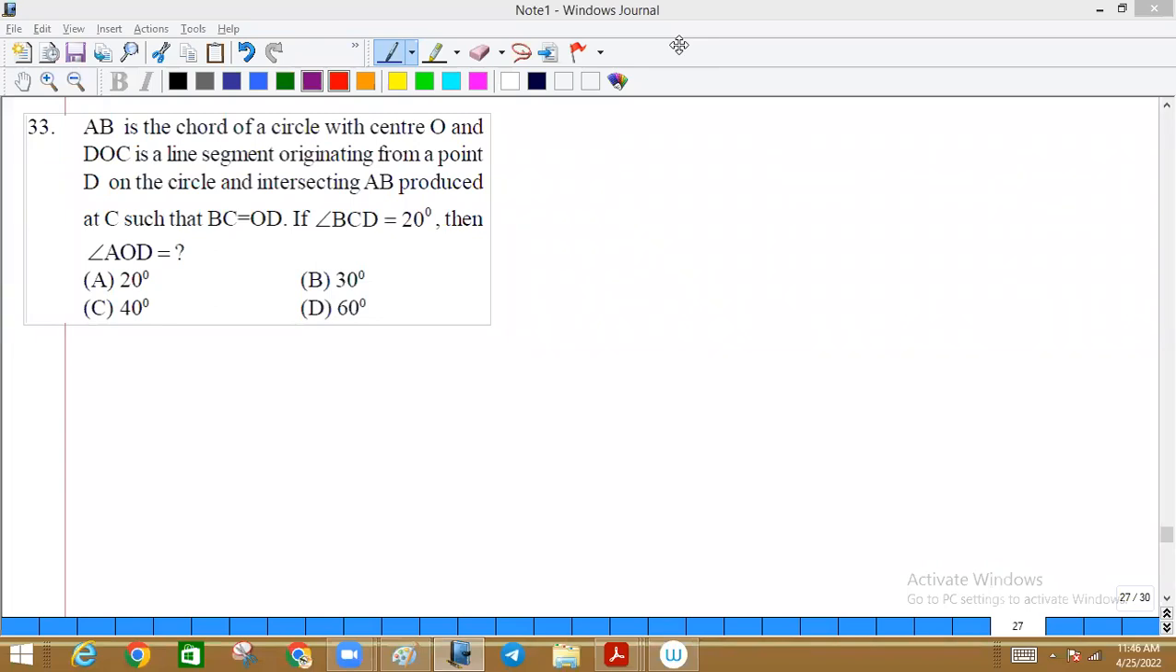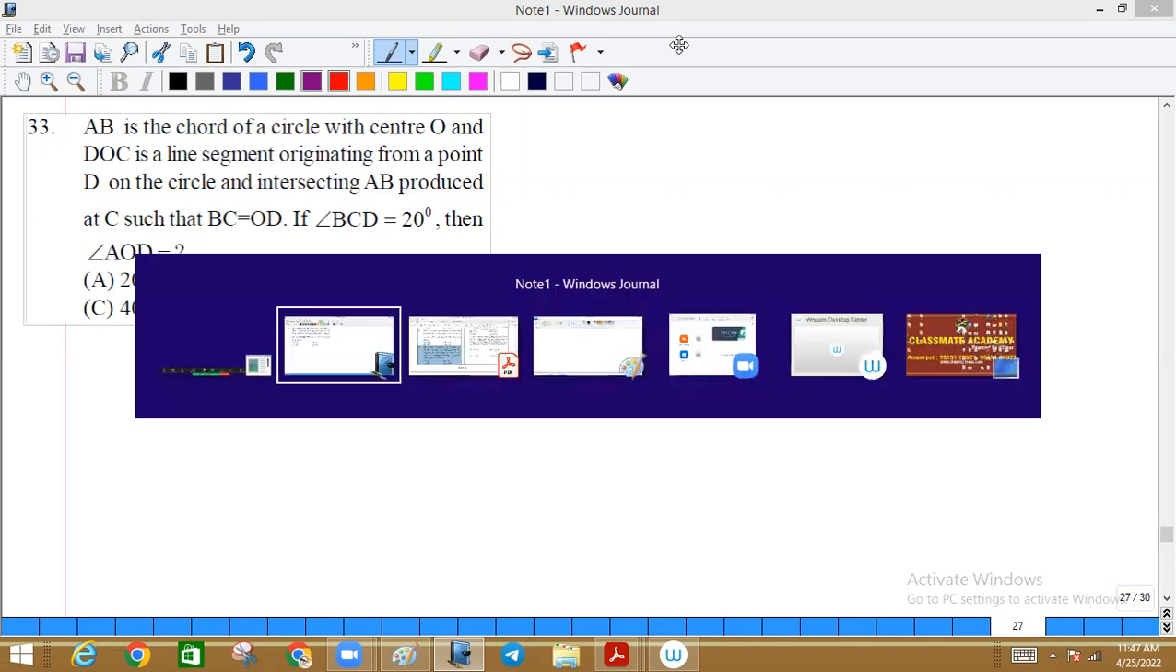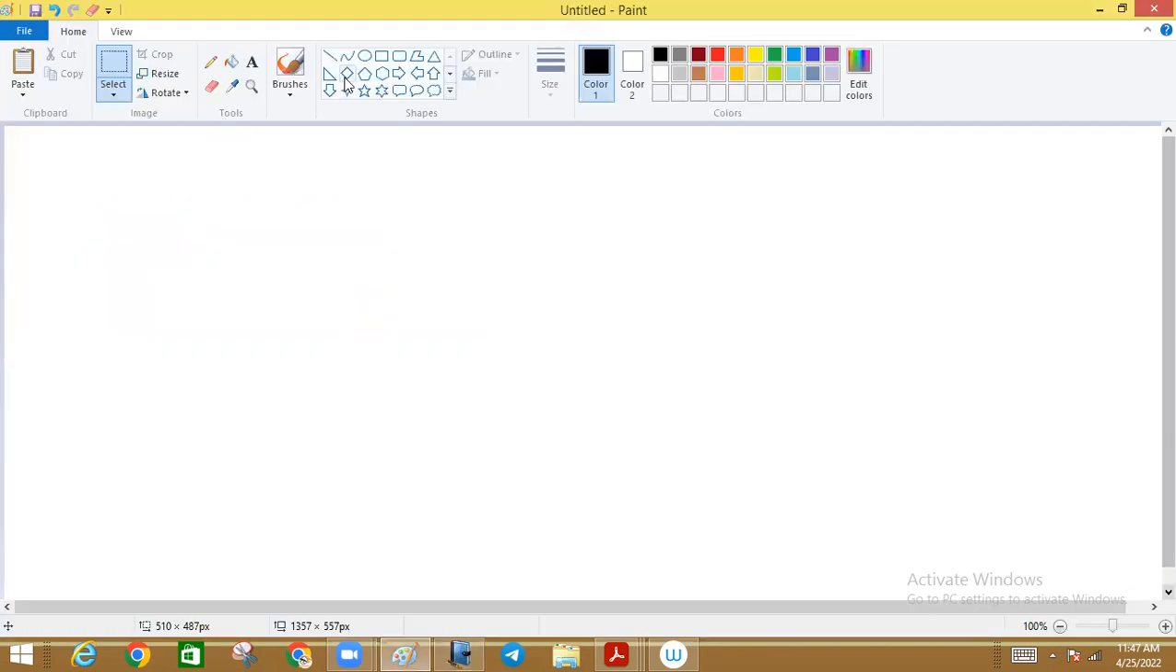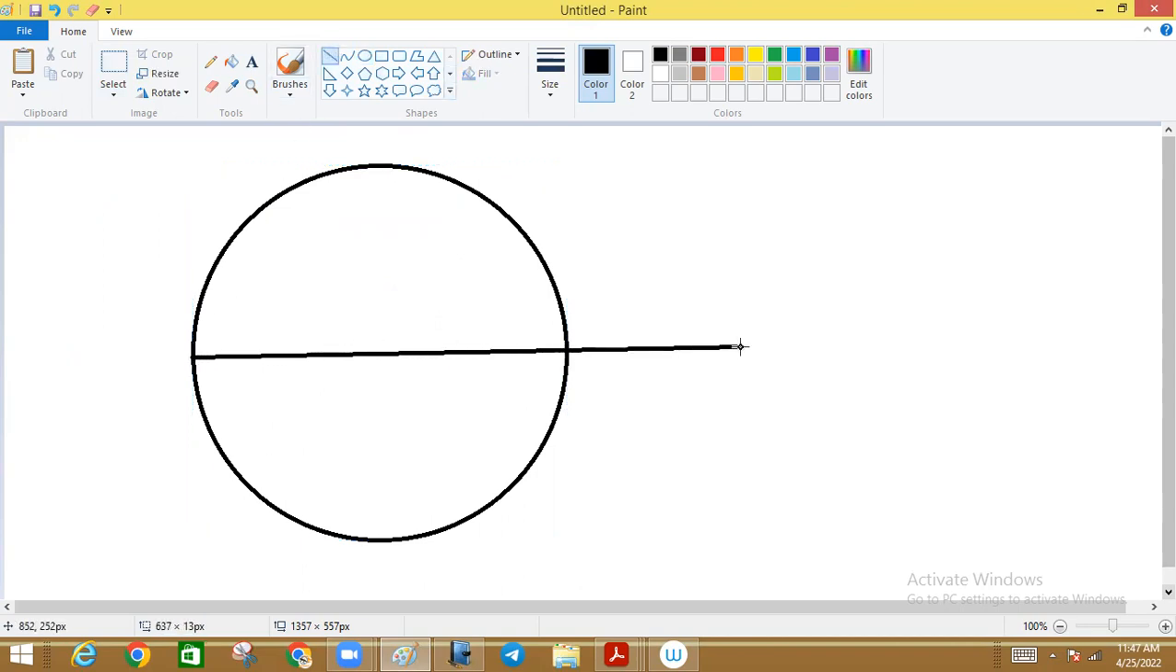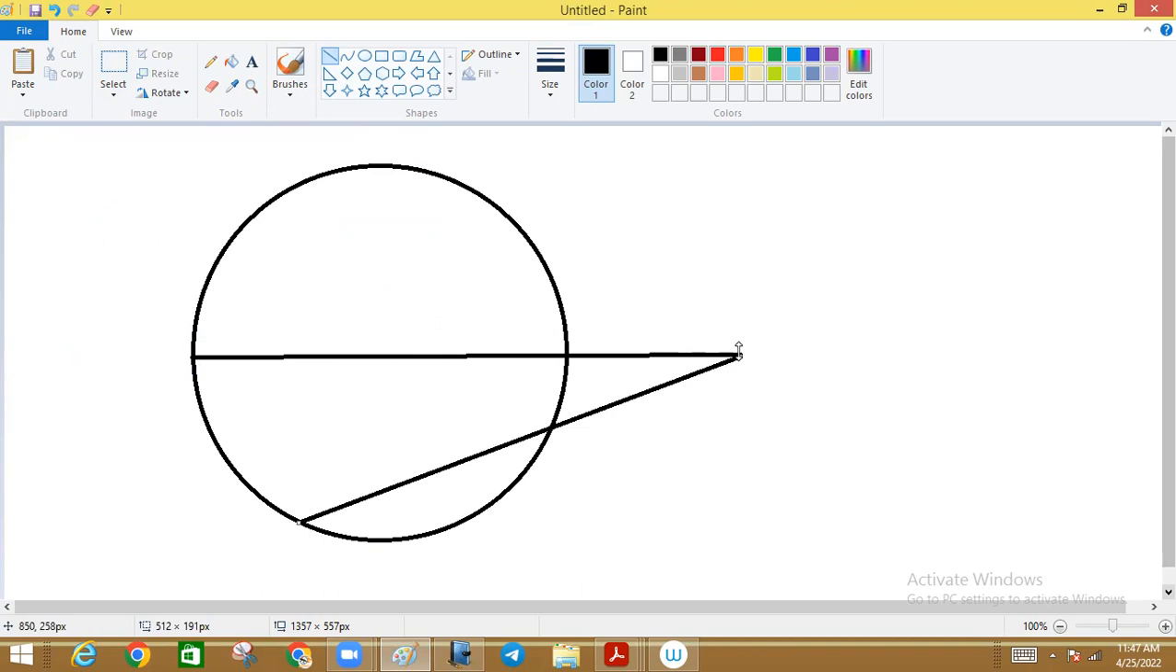AB is a chord of a circle with center O. So you can just imagine a circle with center O, and AB is the chord of that circle, right? DOC is a line segment originating from a point D on the circle and intersecting AB produced at C. So DOC is a line starting from D, passing through O and going up to C. It is meeting the line AB produced at C. You can just imagine, first you take a circle. You can draw DOC or DO. It is like this. It is meeting the chord AB produced at C. You can draw it like this. Understood?